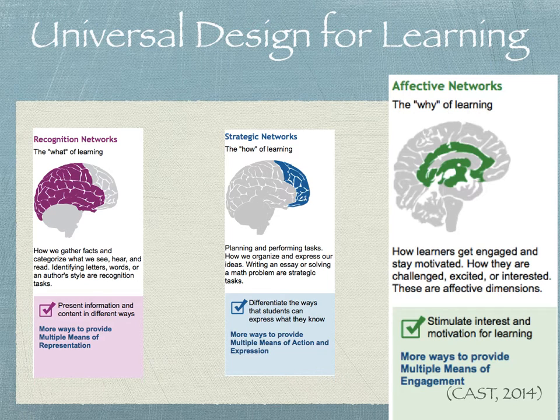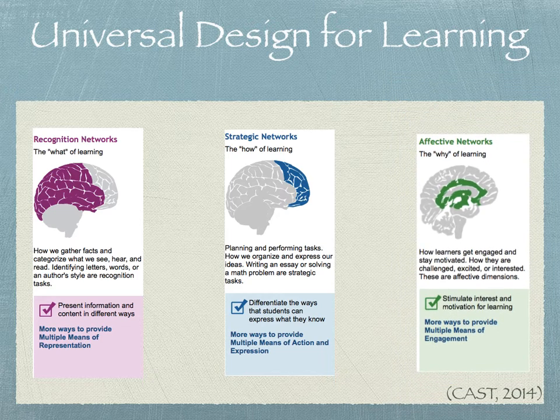Finally, you have the affective brain network, providing multiple means of engagement. Students become purposeful, motivated learners as educators stimulate interest and motivation for learning. Opportunities for self-regulation and persistence are also given. This UDL principle can be found in all phases of the 5Es instructional model. In the following slides, you will be provided with an example of how the UDL principles can be applied through the 5Es instructional model.